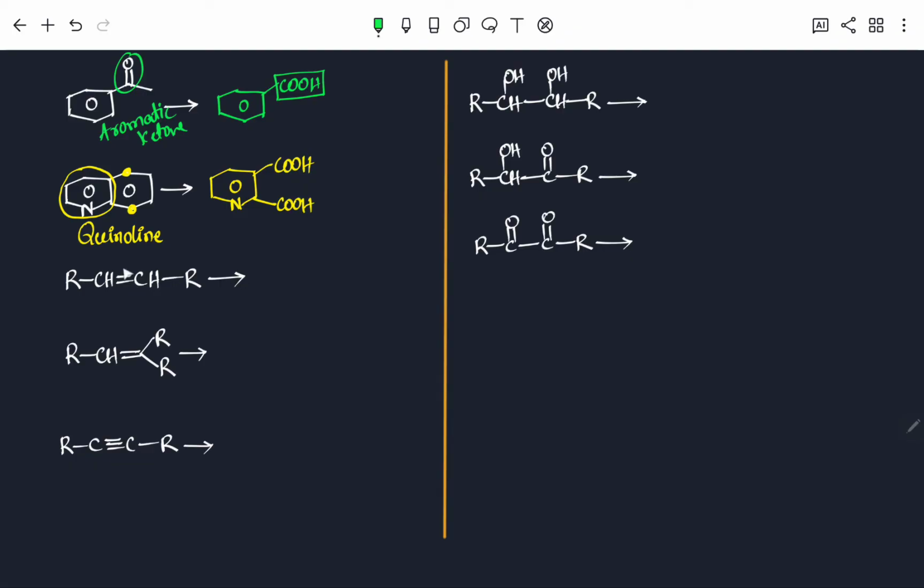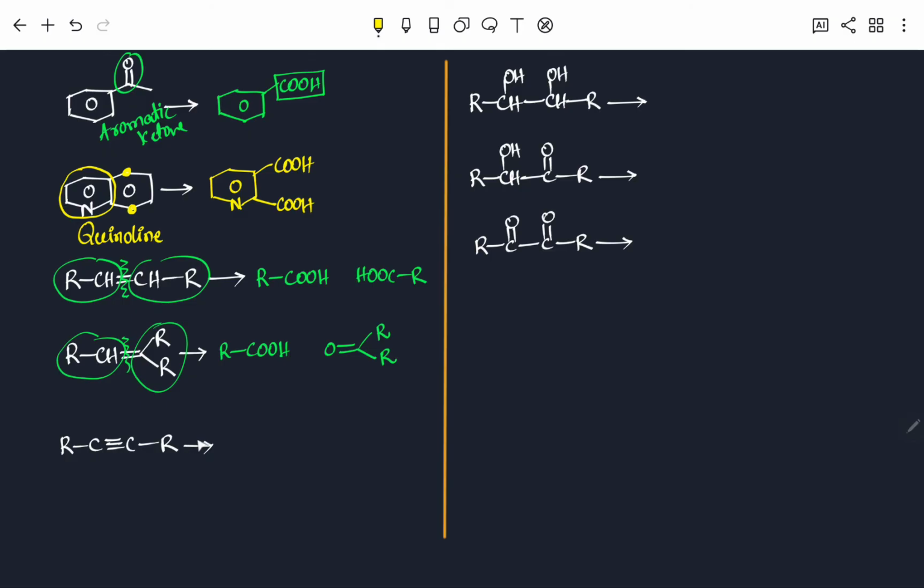Alkene treated with KMnO4. So simply we have to dissociate the alkene pi bond, and in this case the left group is converted into carboxylic acid and the right group is also converted into carboxylic acid. And the next alkene, again we have to dissociate the double bond. The left group will be converted into carboxylic acid, but the right group will be converted into ketone.